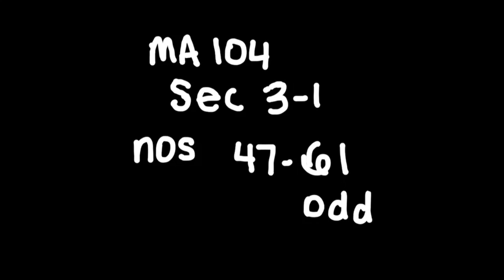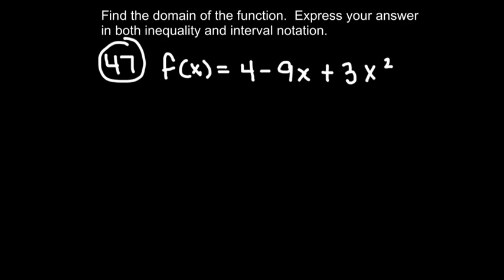This is numbers 47 through 61 odd of section 3.1. For number 47, we are asked to find the domain of the function. If you recall, we have to start with all real numbers and then take away anything that would put a negative under a square root, anything that would put a 0 in the denominator of the fraction.